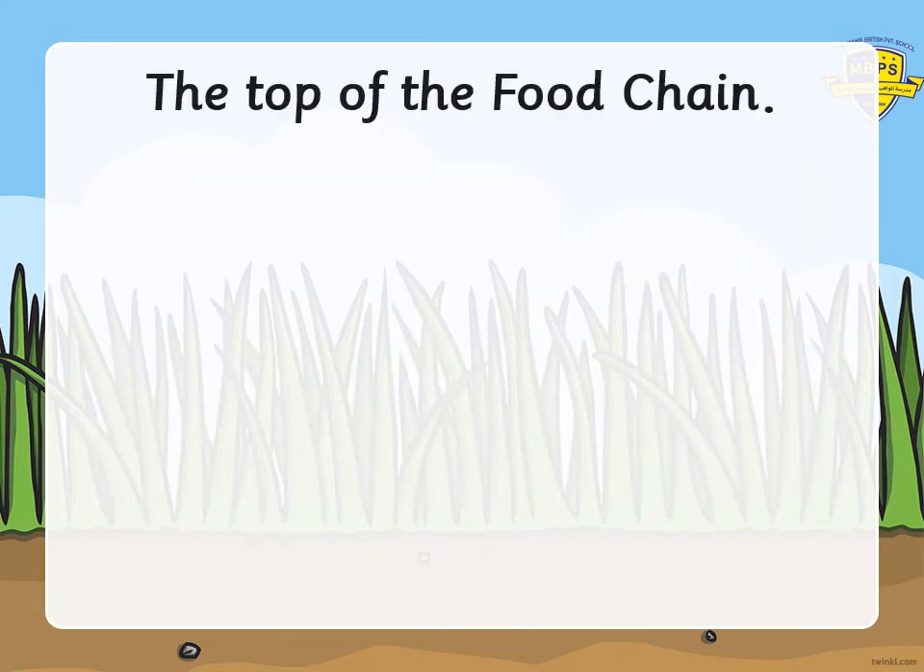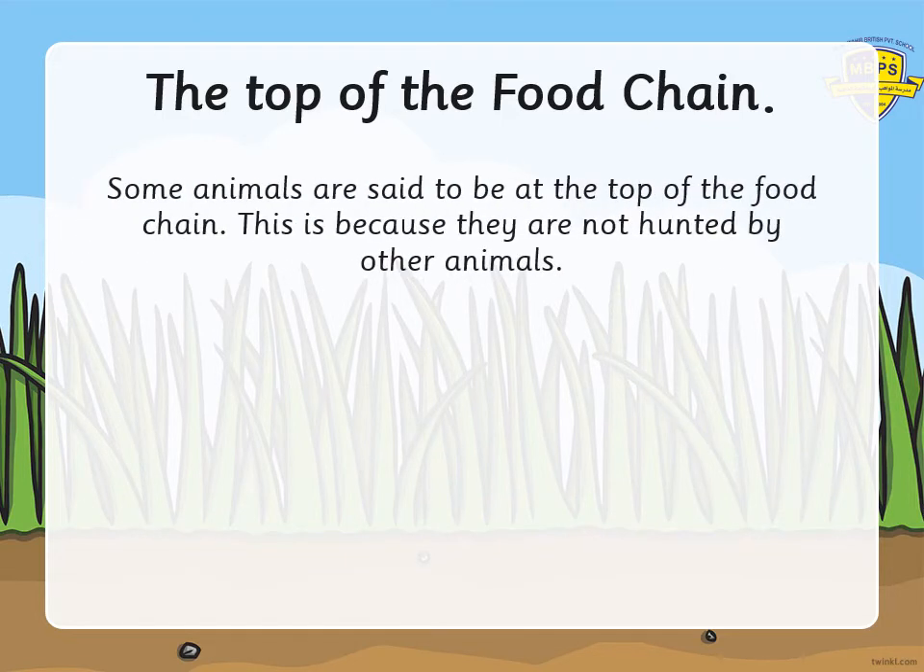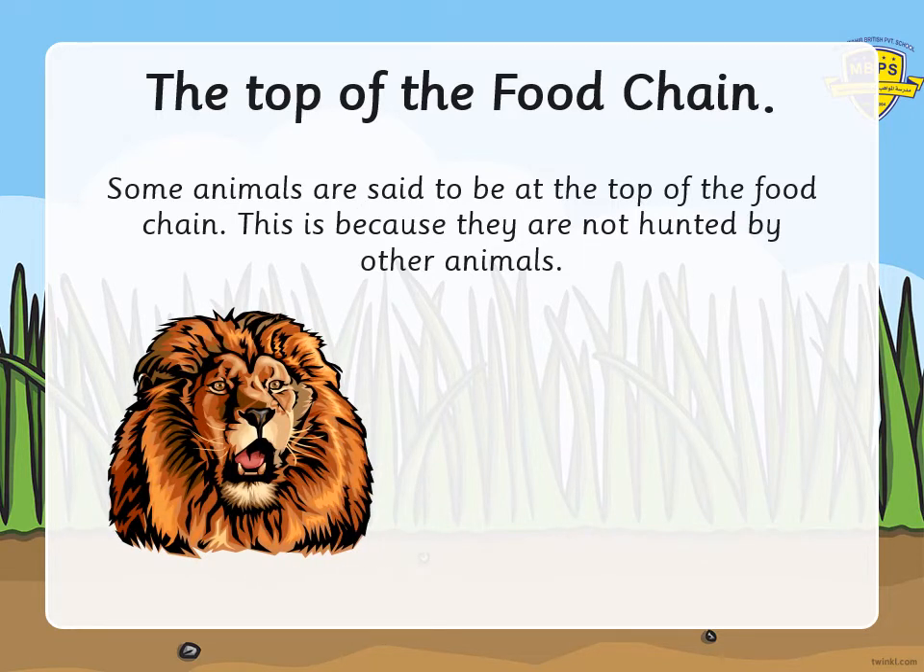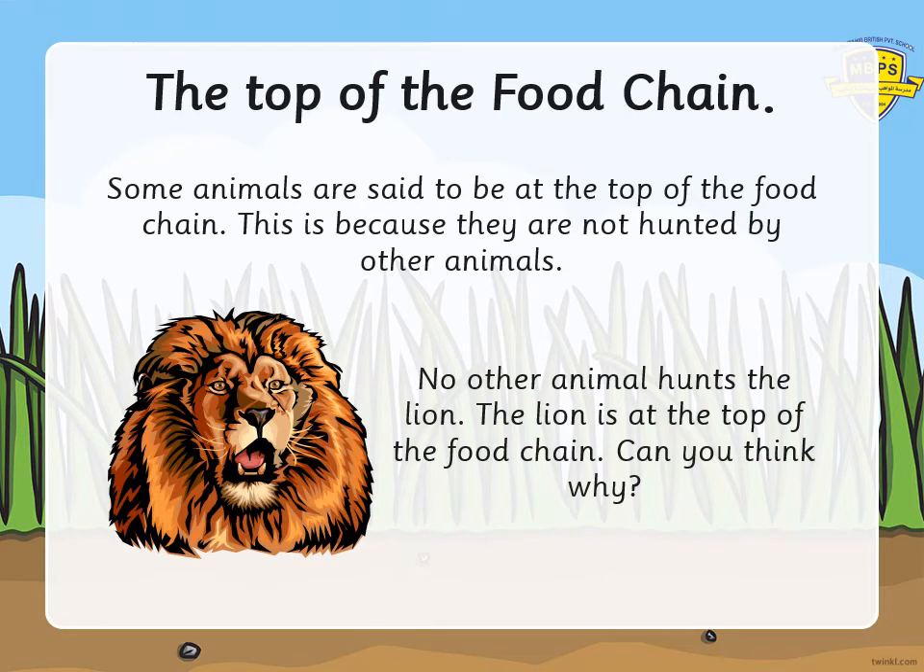The top of the food chain. Now you must have seen there are some animals which are not eaten by other animals. They are not hunted. They are the strongest. So they are at the top of the food chain. For example, lions, sharks, tigers, they go and hunt other animals. Nobody can eat them. They are the strongest. Right? And this is the reason why. Can you think of any other reason?